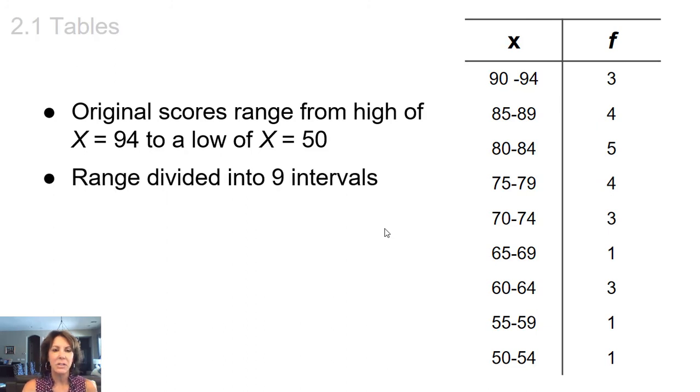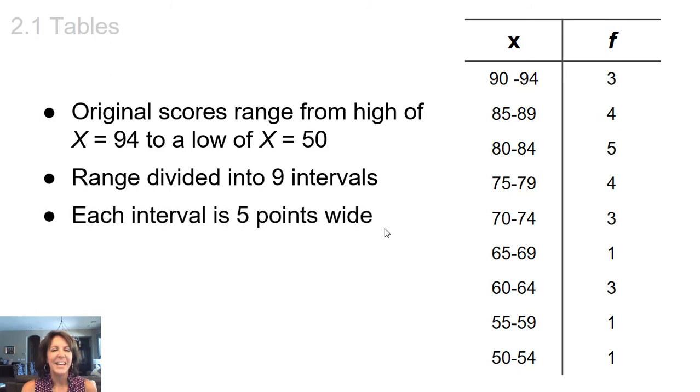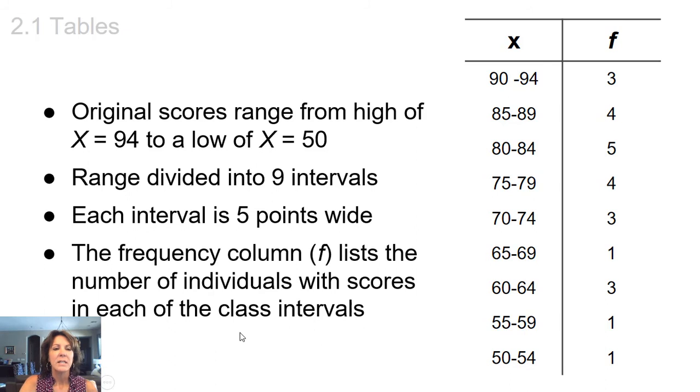And you can divide your range in several different ways. I've divided it into 9 different intervals here. 9 is digestible, 10 is good. You don't want to go over many more than 10. Each interval in this particular table is 5 points wide. So 50 to 54 represents 5 different scores. 55 to 59 represents 5 scores. They're equal. So the frequency column lists the number of individuals within each class interval that happen to have that particular score. You lose some specificity. I don't know what exactly the scores are for these people anymore, but I know the range that they are in.